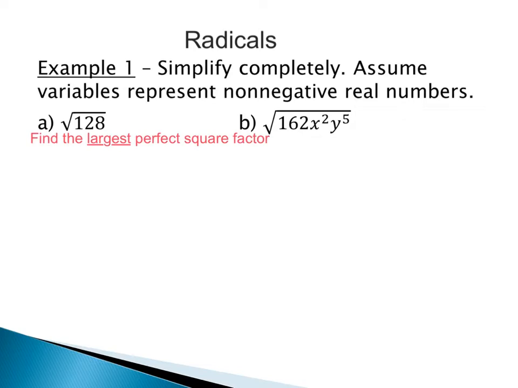If you need help to find the largest one, my suggestion is to make a list of all your perfect squares. 1 squared is 1. We don't really need 1 to help us with simplifying, but starting at 2, 2 squared is 4, 3 squared is 9, and list out all of them: 4, 9, 16, 25, 36, and so on. Then figure out where the number you're trying to simplify lies. For example, 128 falls between the perfect squares of 121 and 144.